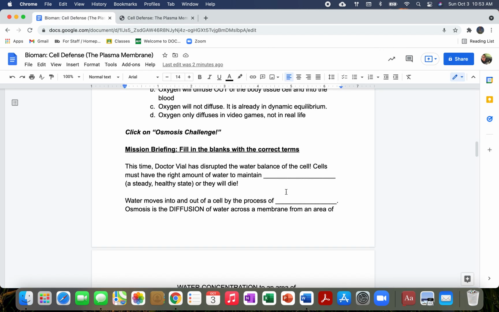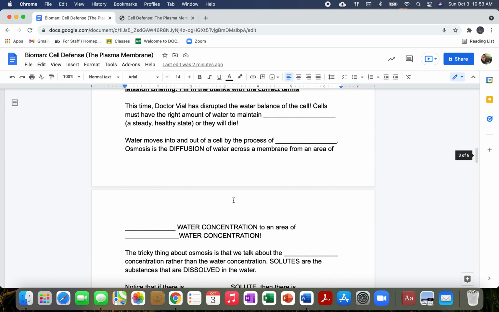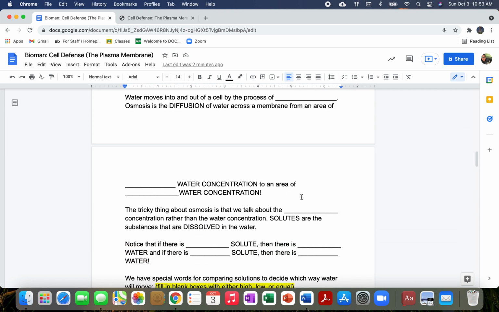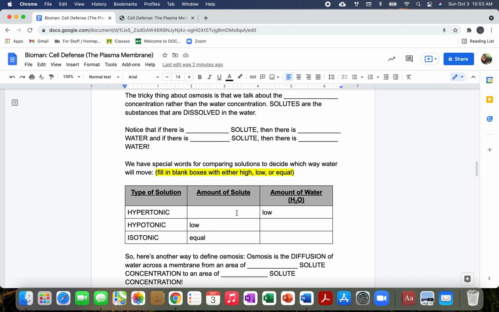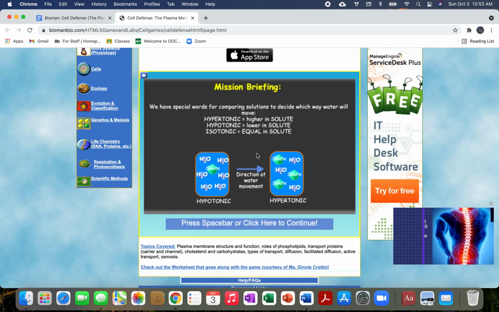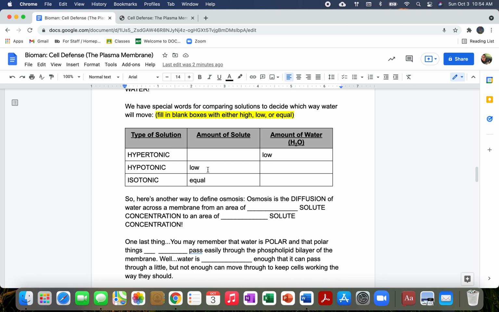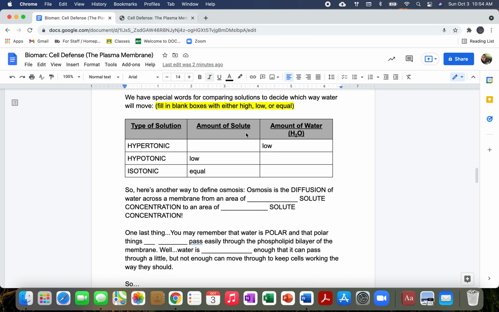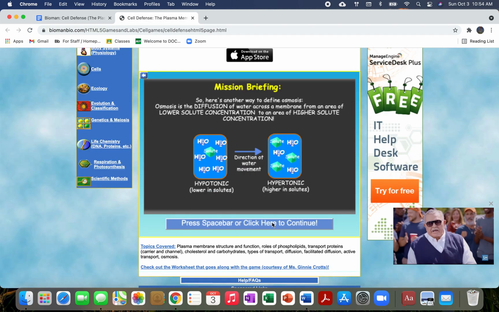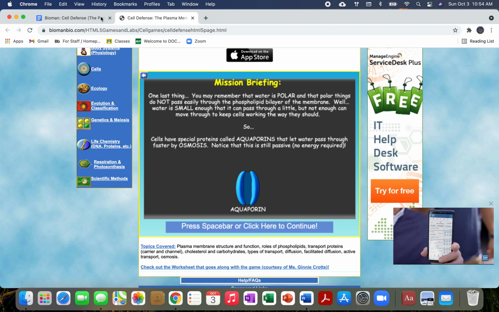So you're filling in any of the blanks as you're reading through, okay? Blank words, fill them in. For this chart right here, it's on this page. So hypertonic is going to be higher in solute. So you're just going to fill in what's missing. So here you're going to put high. That means there's low amounts of water. Hypotonic, you'll read what it says. And then for equal, isotonic. Keep filling in the blanks as you go through as you're reading.